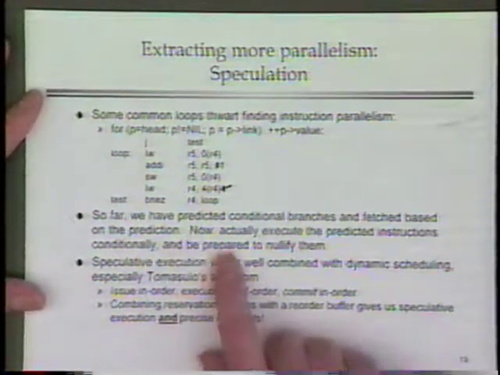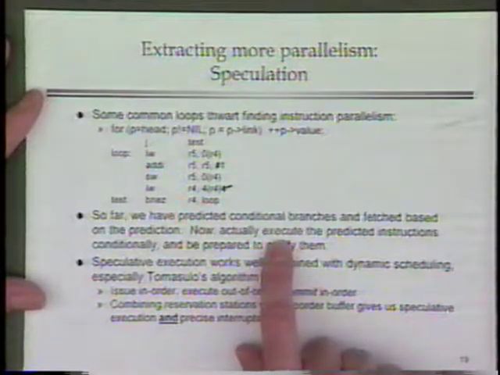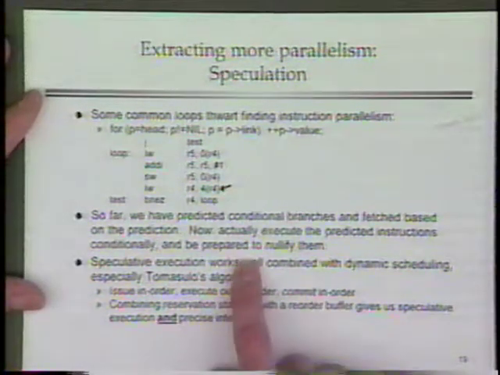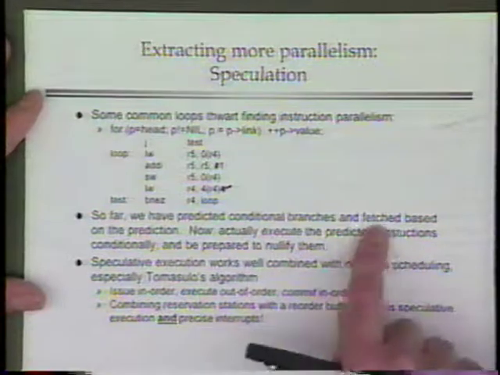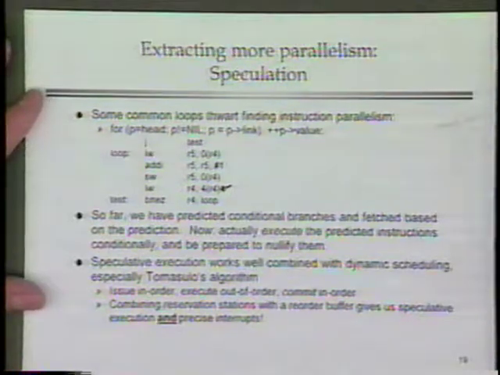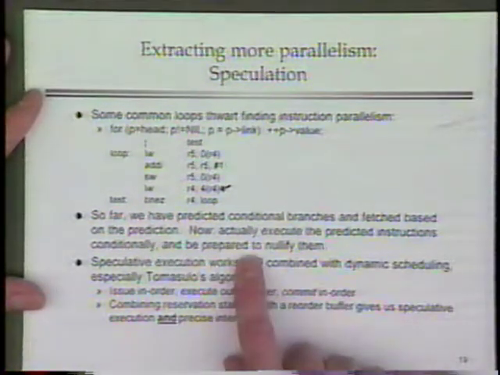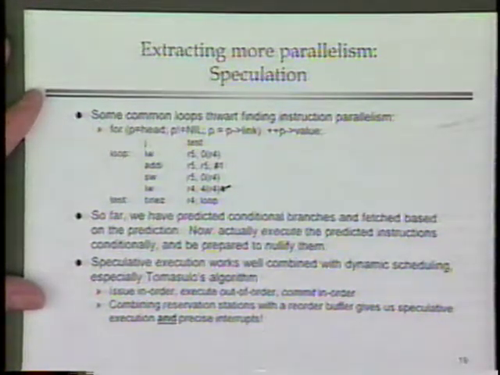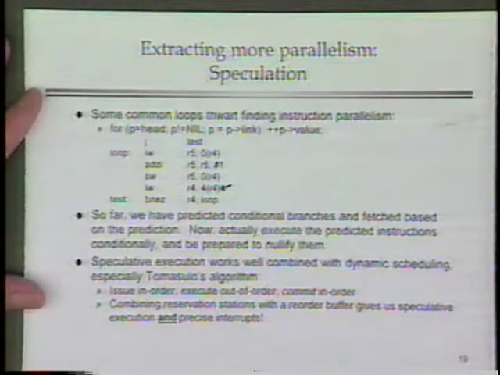What we'd like to do is in fact execute instructions in the second iteration of the loop even though those instructions might not need to be executed or should not have been executed. And this is speculative execution. We've been predicting conditional branches and we're fetching based on the prediction, and in fact we may even begin execution based on that prediction, but now we're going to take that a step further. We're going to fetch those instructions, we're going to execute those instructions, we're going to complete those instructions, and we're going to be prepared in fact to erase them and make believe they didn't happen if it turned out that the branch went the other way than our prediction.